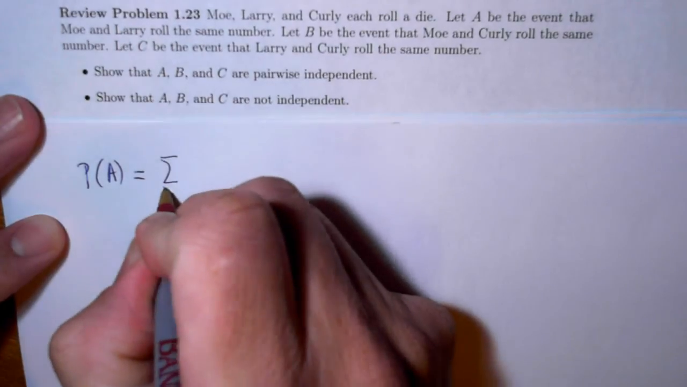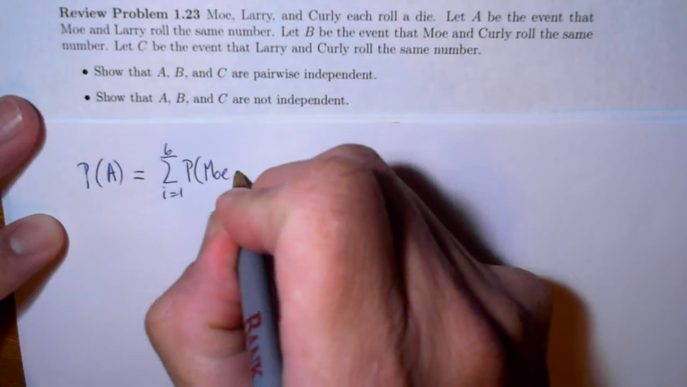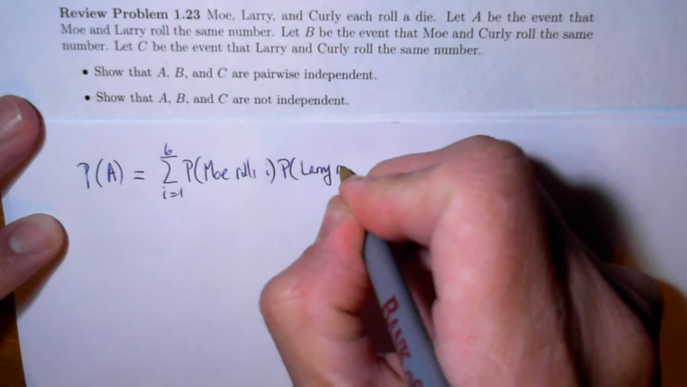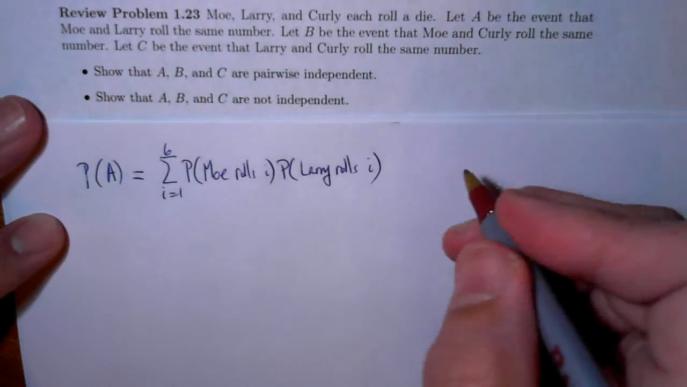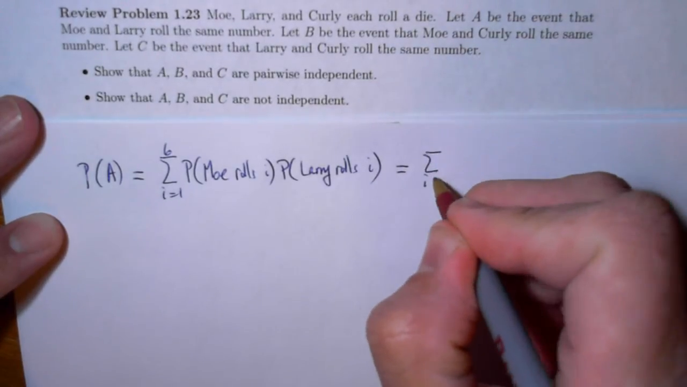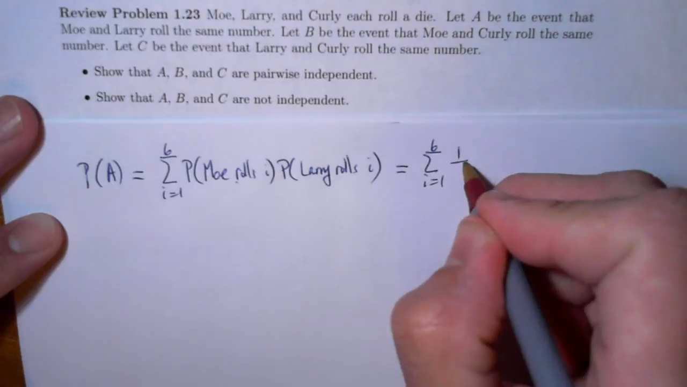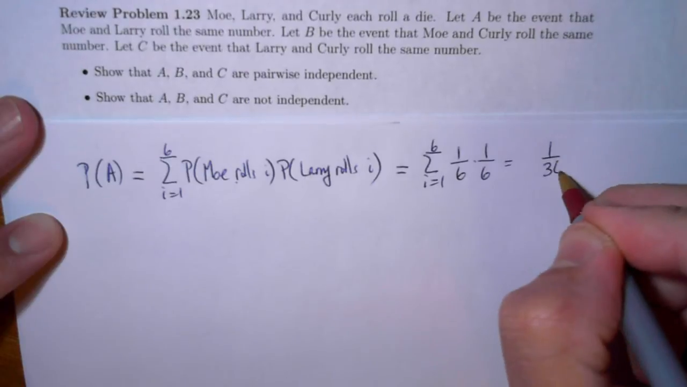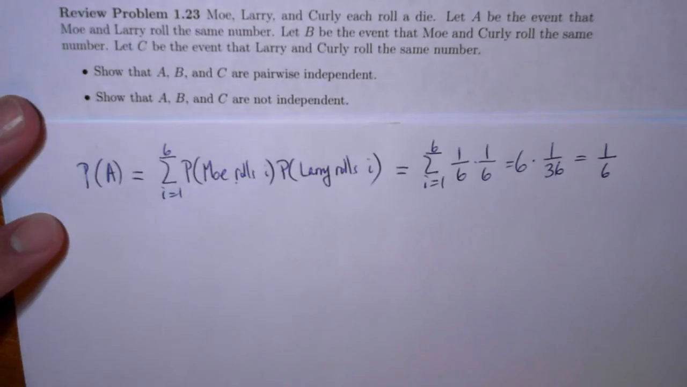So if you have a fair die, that's chance i equals 1 to 6, the probability that Mo rolls i times the probability that Larry rolls i. So they both roll 1, or they both roll 2, or they both roll 3, and so on. So that's equal to the summation i equals 1 to 6. The chance that Mo rolls any number is 1/6, the same for Larry, 1/6. So I've got the same number, 1 over 36, being added together 6 times. And so the chance that Mo and Larry roll the same number is 1 out of 6.